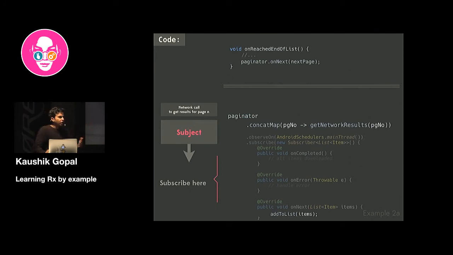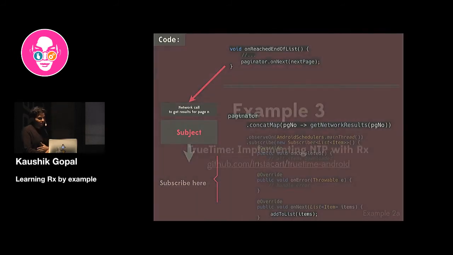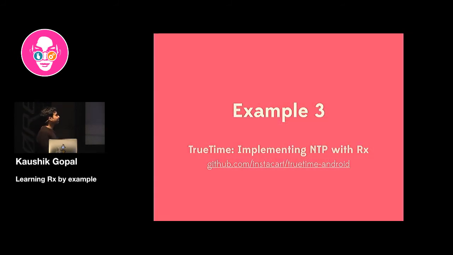Typically, if you have to implement pagination, it's pretty tricky. But when you use Rx like this, it's actually very simple because you've forced the stream of events to flow in a specific direction. So this is example number 2, and with this we go to the final example. If you thought those examples were slightly complex, this one goes all crazy.